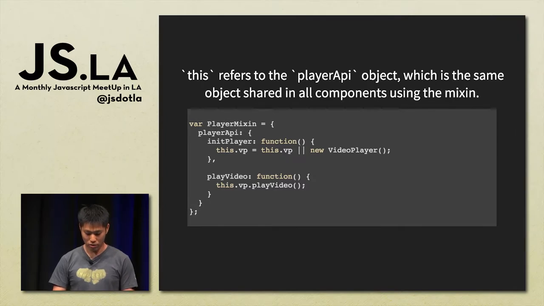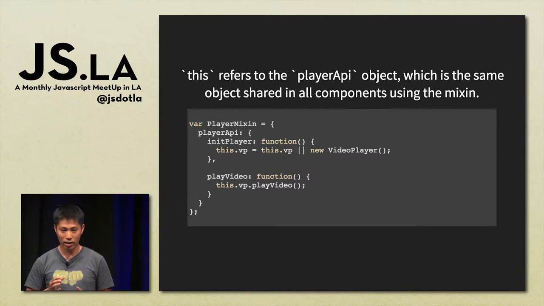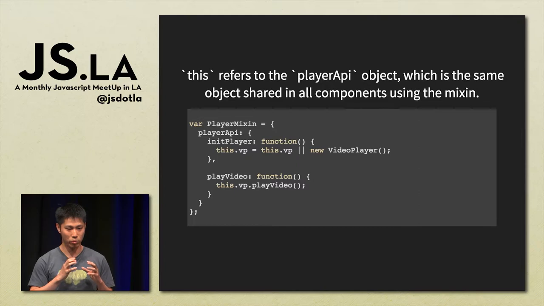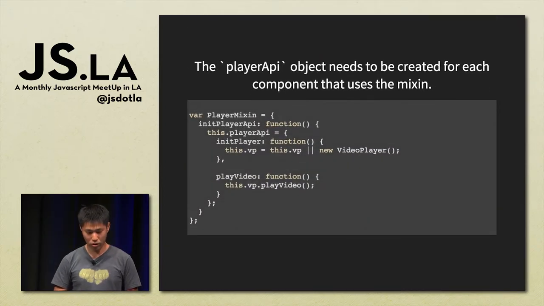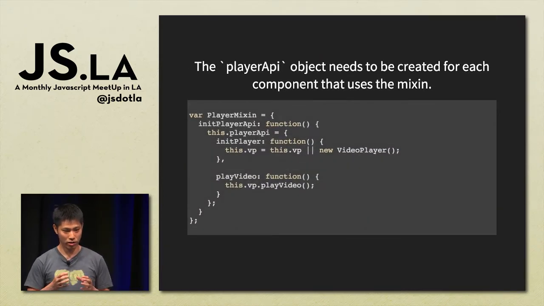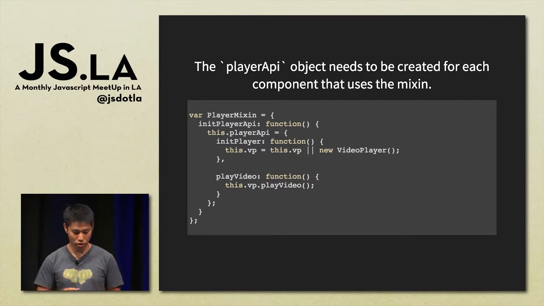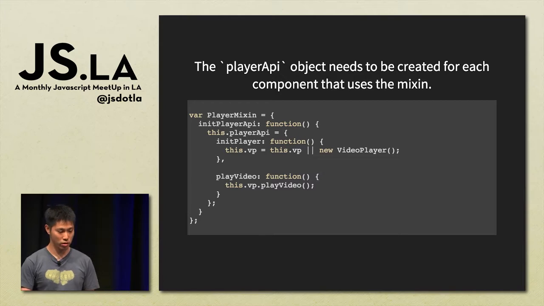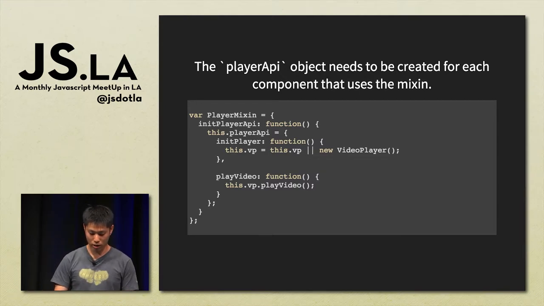So one way we can resolve this is we need to realize that we want to have a separate player for different components. Which means the player API namespace object needs to be separated for all the components. With this knowledge, we know that we need to create a separate player API object for each of the components. So one way we can do it is to define an init mixin kind of method here, so that when the component is initted, it will call the init mixin method to create its own copy of the namespace object to call the player API here.